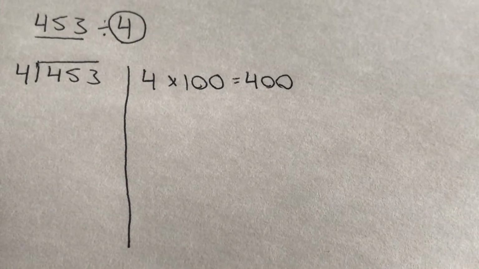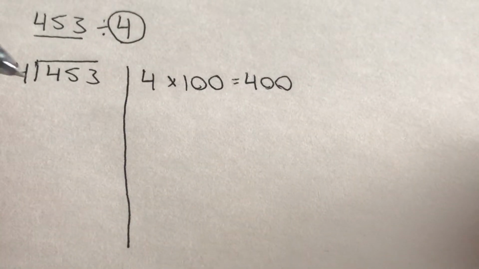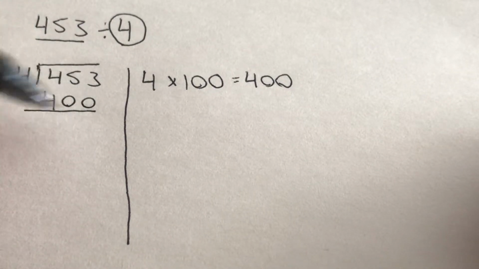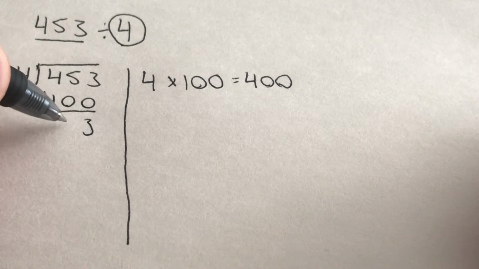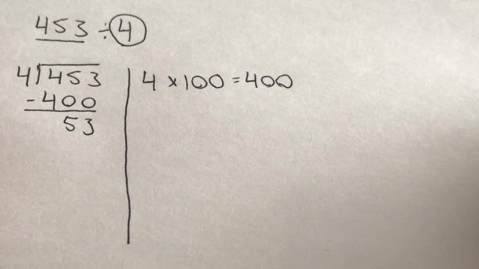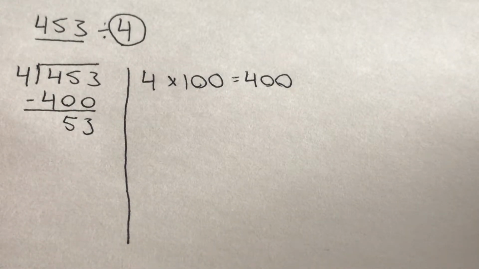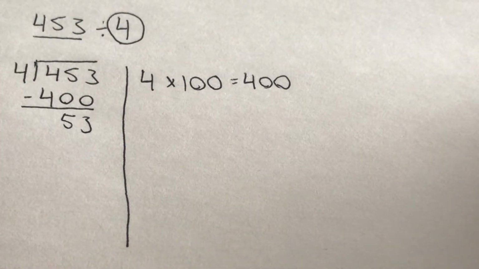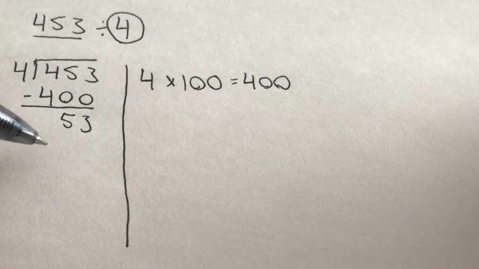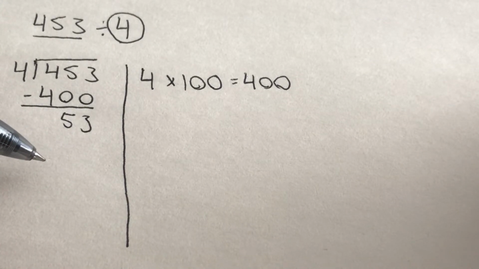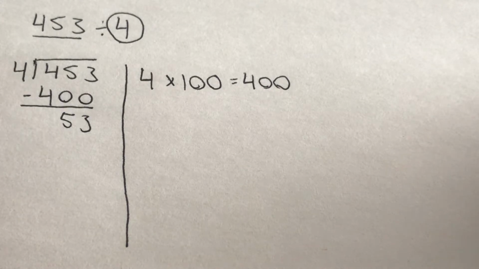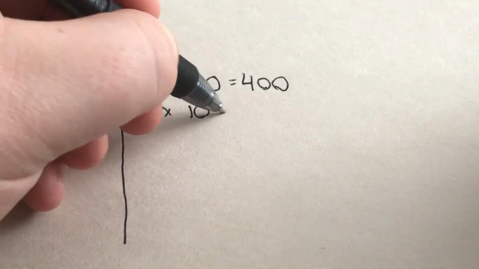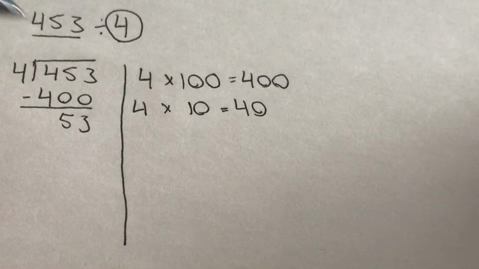Okay, so we've got our 400. Now we need to subtract it from our dividend. So now we have 3 minus 0 is 3, 5 minus 0 is 5, and 4 minus 4 is 0. Okay, now our new dividend is 53. Well, now it's exactly like a 2 by 1 division problem now. So 4 will go into 53. Well, let's just use 4 times 10. That's 40, we know, and that's pretty close.